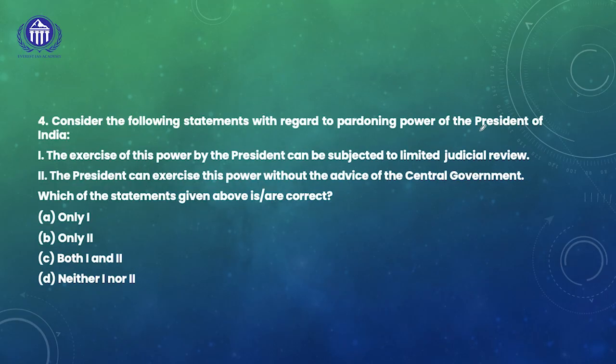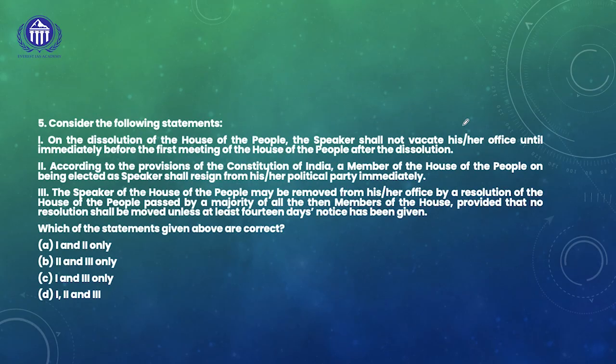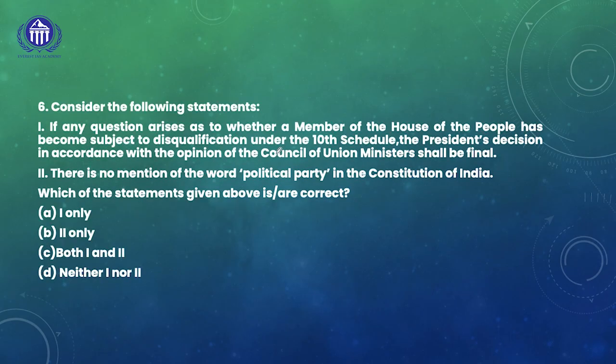Now moving to the next question, here they are covering especially the pardoning power of the President, and this is a very easy question. Moving to the next question, here they are focusing upon the Speaker. This question is picked from the Parliament chapter, which is also a very important chapter, and here they are just asking the basic provisions only. If you have covered the Parliament chapter on the Speaker, you can answer this question.